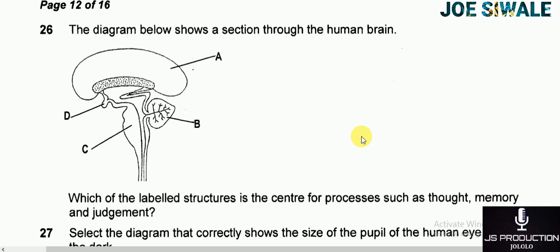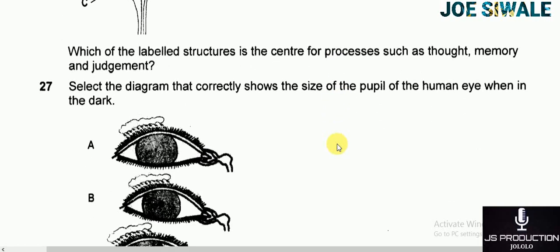Part D, that's the pituitary gland. The pituitary gland is an endocrine gland. It is also referred to as the master gland, and the reason why it is referred to as the master gland is because it controls the other glands in the body. So the question proceeds, which of the structures is the center for processes such as thought, memory, and judgment? My answer is A, which is the cerebrum. Go to question 27.